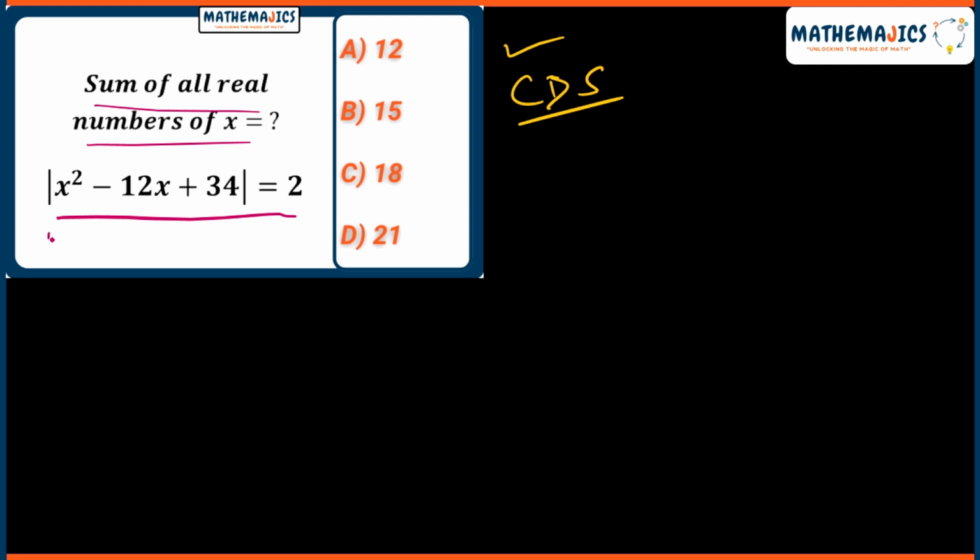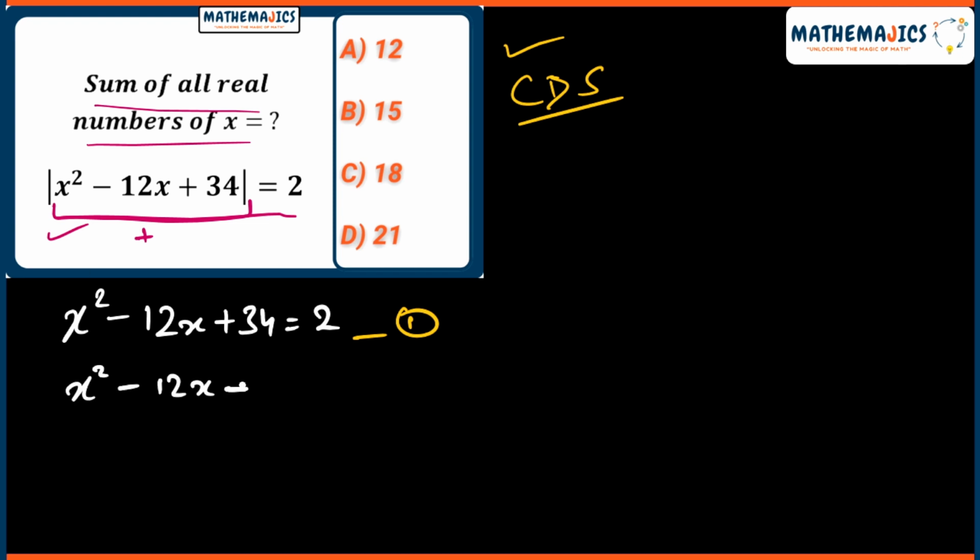So first of all, this is an absolute value function. We can write this in two ways. One is x square minus 12x plus 34 is equal to 2, when the left side is positive. This is one way to write it. What is another way to write it? That is x square minus 12x plus 34 equals negative 2. Why are we writing this as negative 2? This is possible when the left side of this equation is negative.